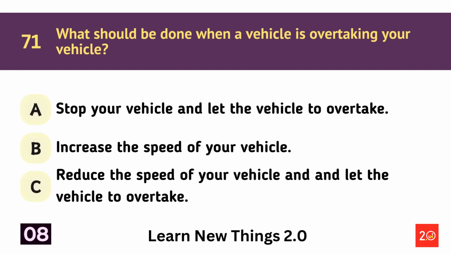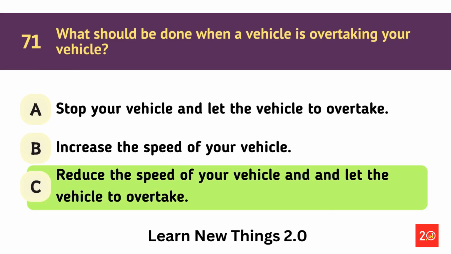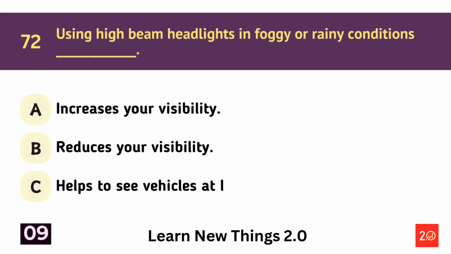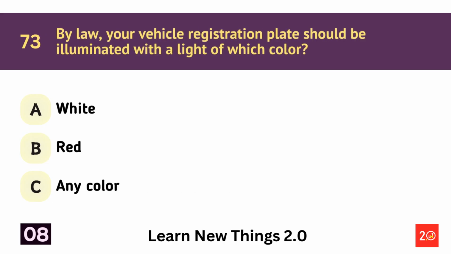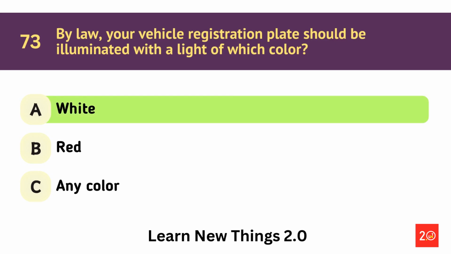What should be done when a vehicle is overtaking your vehicle? Reduce the speed of your vehicle and let the vehicle to overtake. Using high beam headlights in foggy or rainy conditions reduces your visibility. By law, your vehicle registration plate should be illuminated with a light of which color? White.